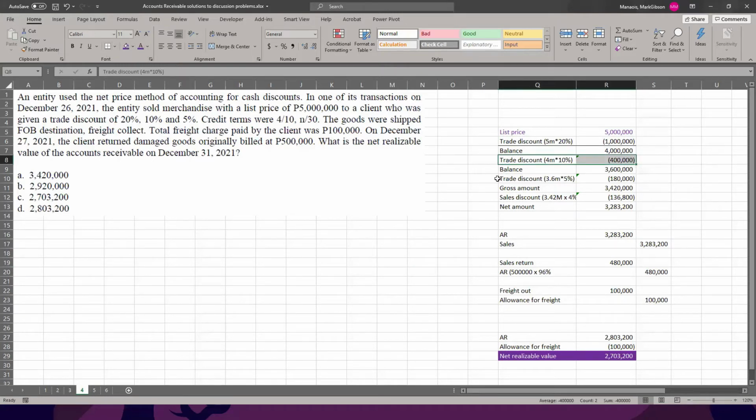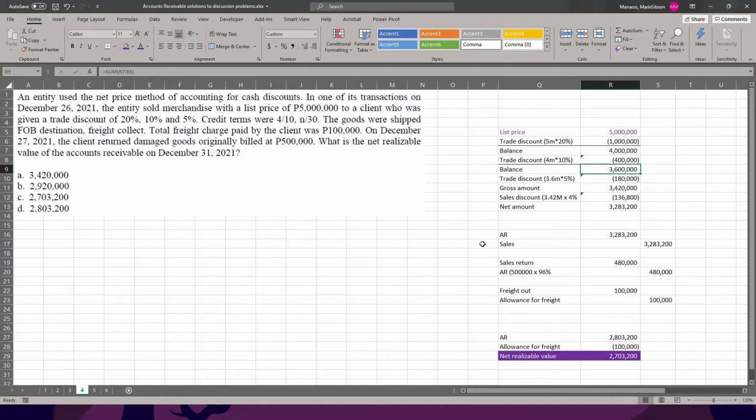Get the difference. So we have a balance of 3,600,000. And finally, 5%. So 3.6 million multiplied by 5% or 180,000. Get the difference. You have the gross amount of 3,420,000. So tapos na ba? Hindi pa. Meron ka pa kasing sales discount. So sabi, it's 4 over 10 and 30.